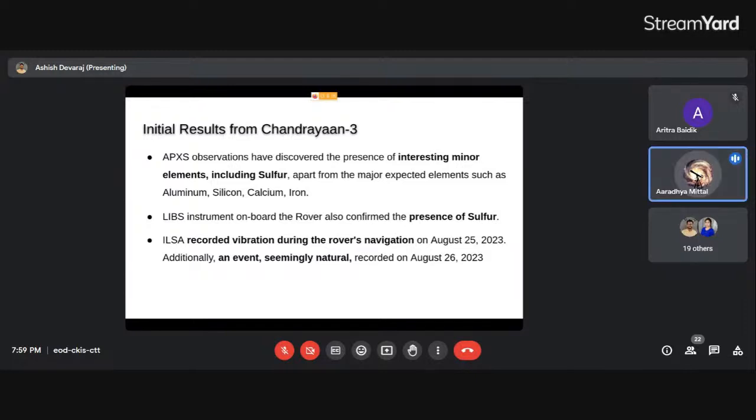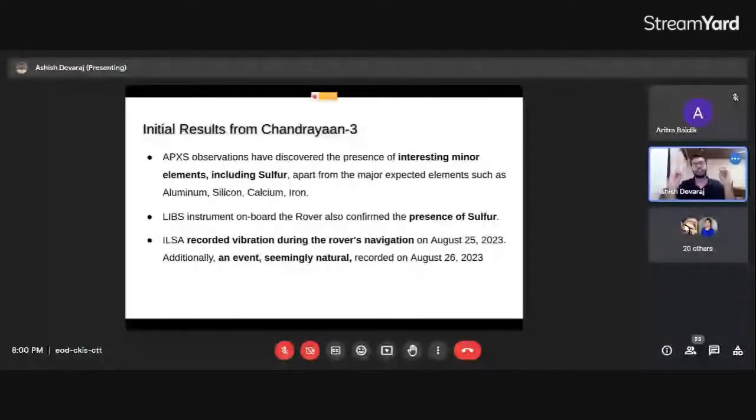But sir, ILSA was to measure the natural seismic activity, natural vibrations of the moon, but it measured the artificial vibrations, right? It can see once the rover was moving. That's what we need: coordinated observations. The rover will be kept stationary when ILSA measures the seismic activity, so at that time we don't have any other artificial disturbances. If a natural event happens at that point, ILSA will be measuring the natural event.